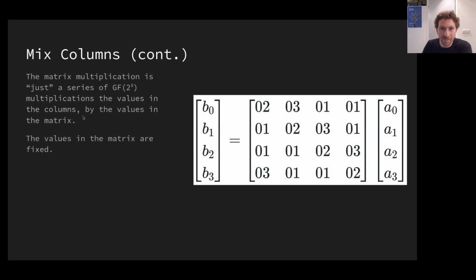All right. So now, if we go back to this mixed column step, we can understand that matrix multiplication is just, right? Of course, it's not simple, but now we understand all the little bits and pieces, or at least we can put a name to them. We don't need to understand it, but we can understand that it's just a series of GF(2^8) multiplications using the values in the columns by the values in the matrix, right?